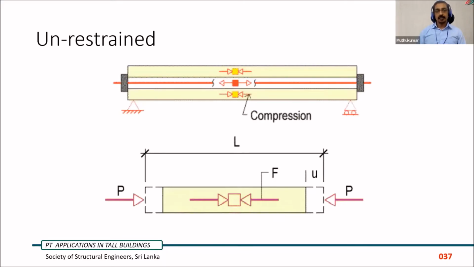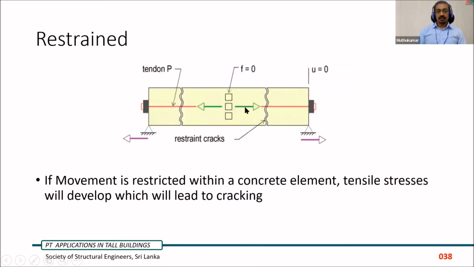In an unrestrained state, when the member can move freely, the compression is effectively transferred and we get an effective pre-stress for that particular system. But once there is a restraint, there is a huge amount of force which will be held back by this stiff support, which will restrict the movement, and then it will lead to cracks in the system.